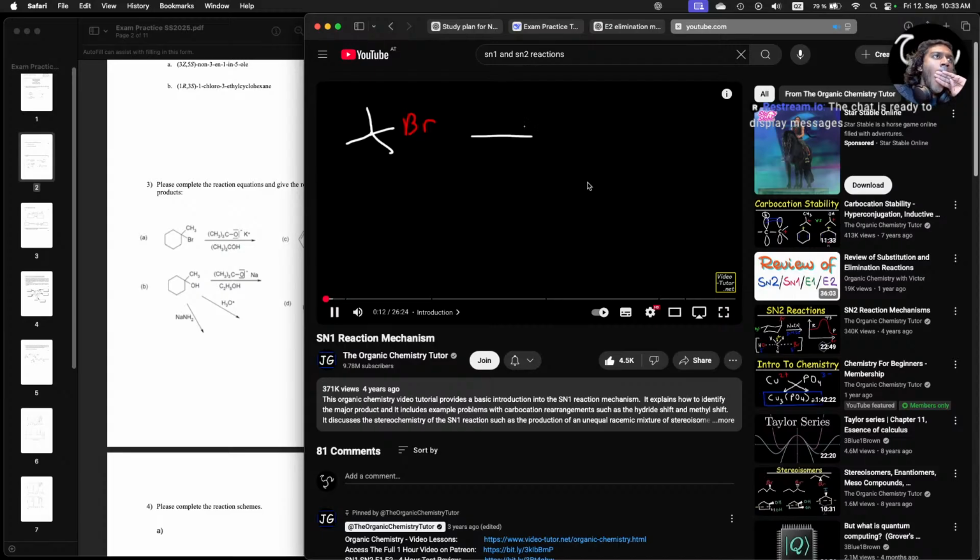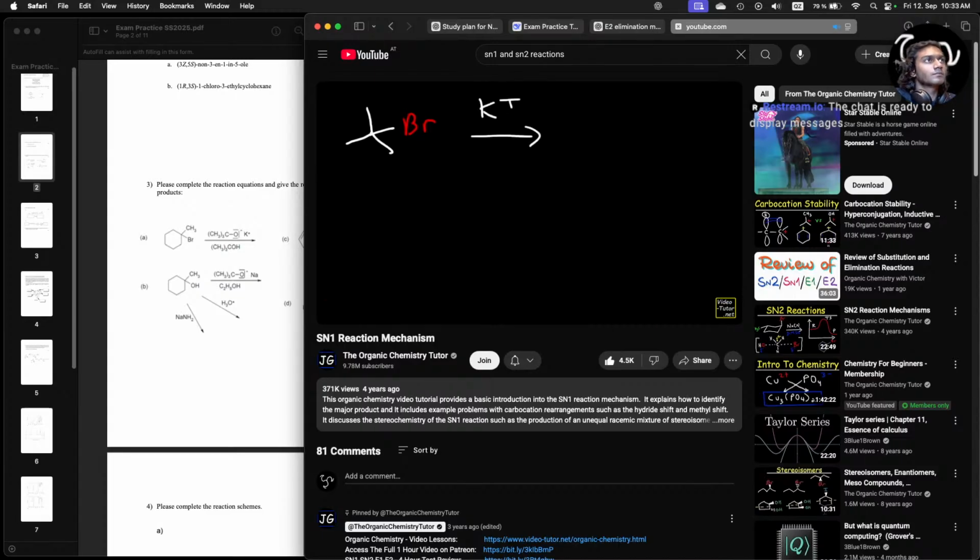iodide. What's going to be the major product in this reaction? In order to draw the major product, all we need to do is replace the leaving group with the nucleophile. In this case, the nucleophile is the iodide ion. Now let's go over the mechanism for this process.